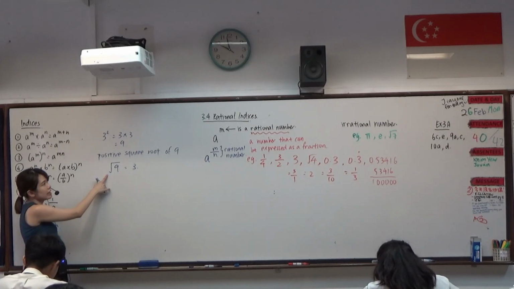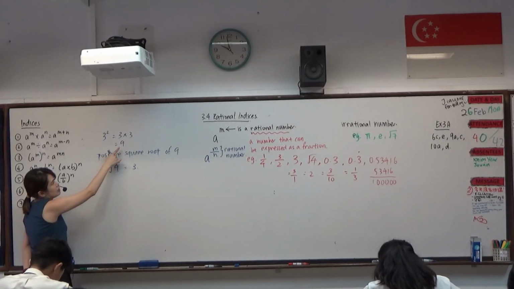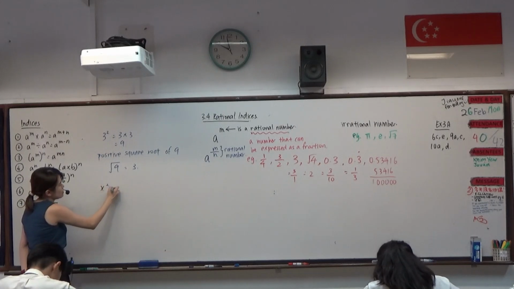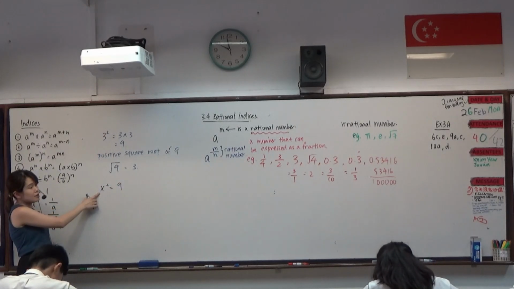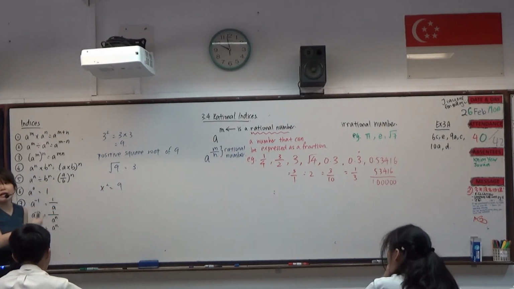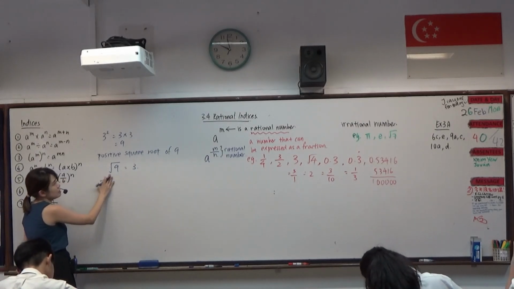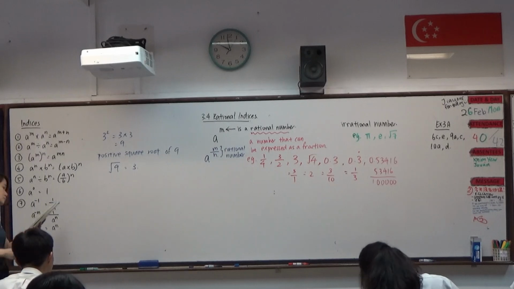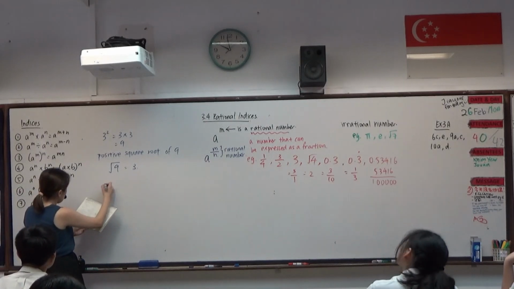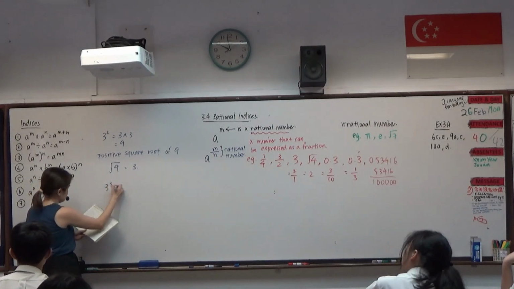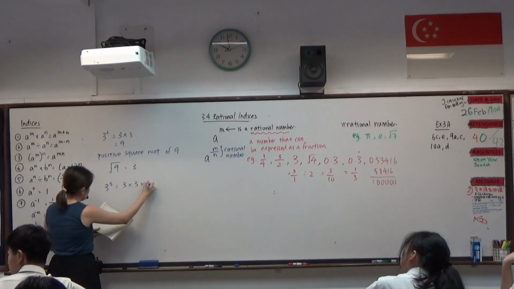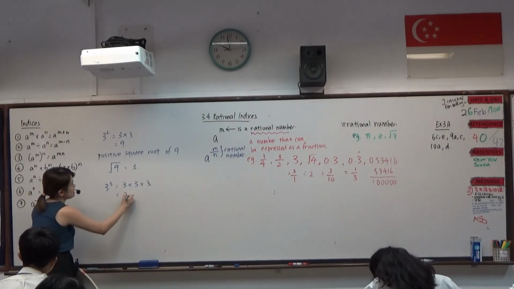But of course we know that, okay, if I give you x squared equals to 9, x itself can be both positive 3 or negative 3. But that is not our objective over here. We're trying to understand the positive square root first. Okay? Then we also have our cube root, which is 27.